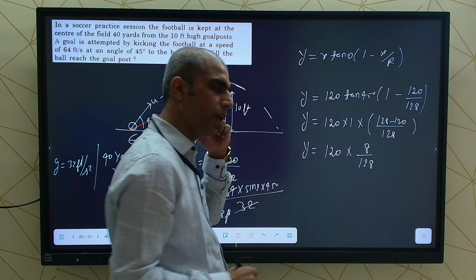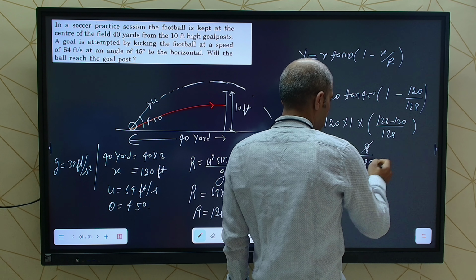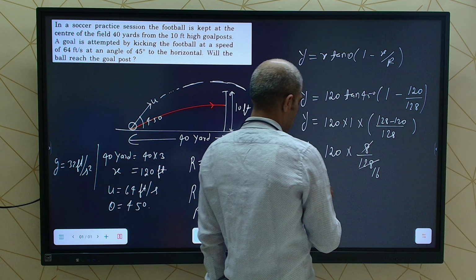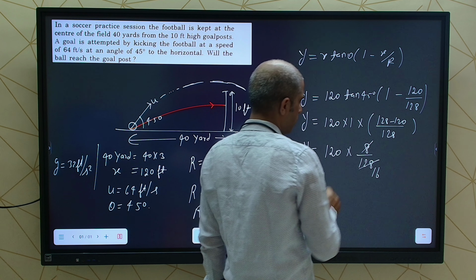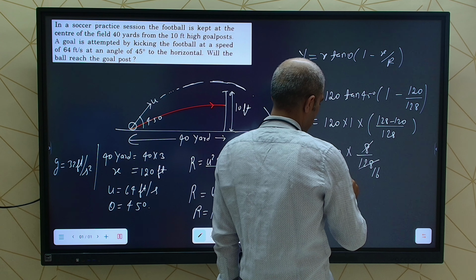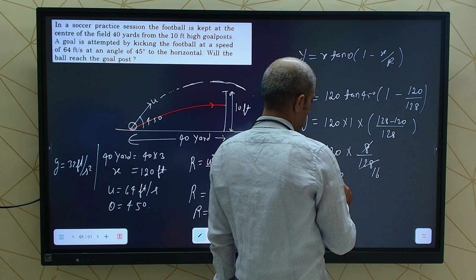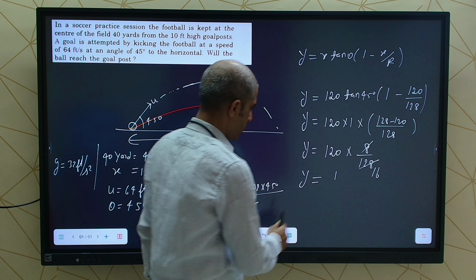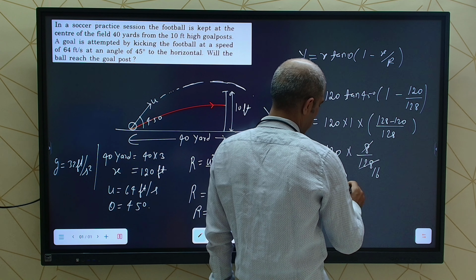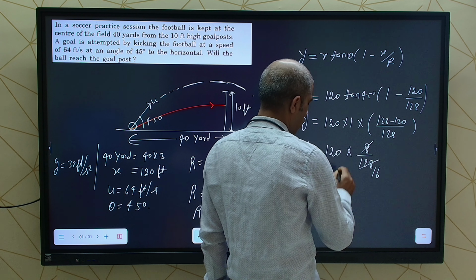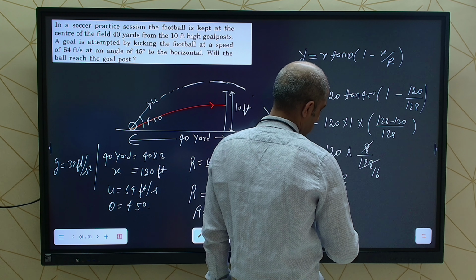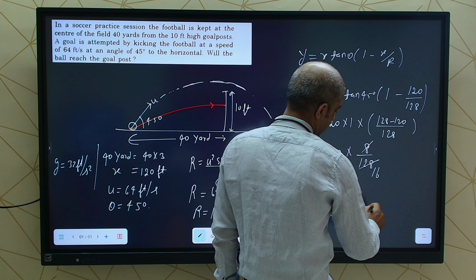So this we can cancel with the help of 16, and y equals, this is 40, so how many times, 120 upon 16, that is 7.5, then 30 upon 4, that is 7.5 feet.